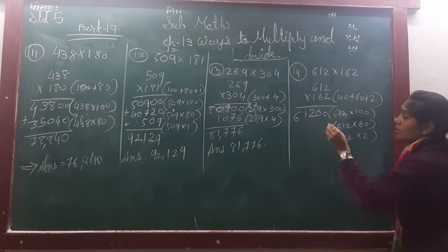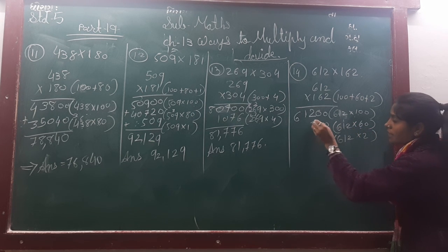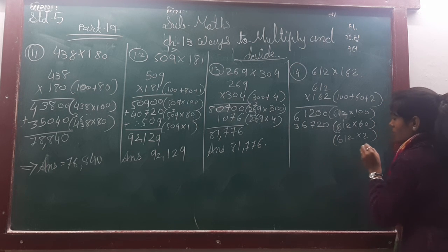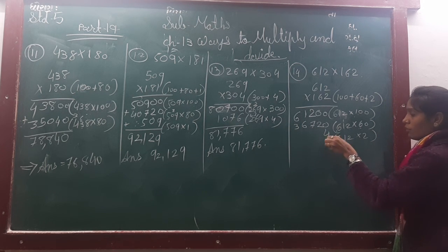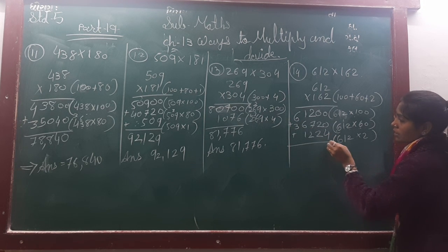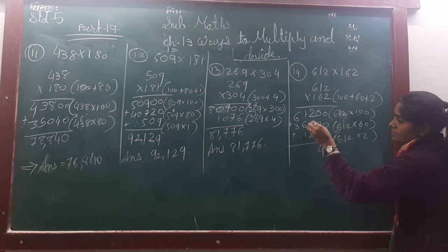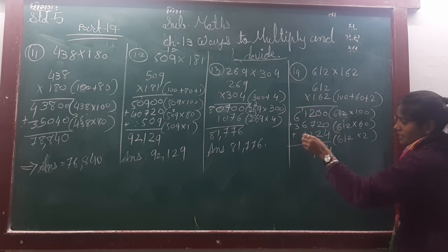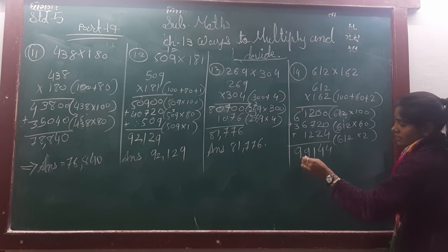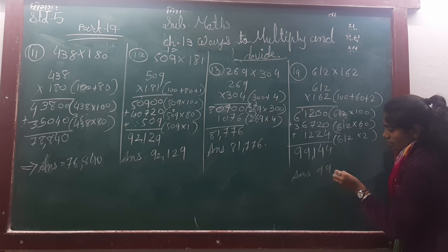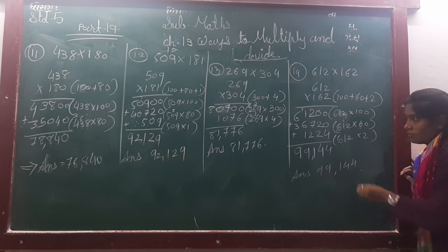2 1s are 2, 1 1s are 1, and 1 6s are 6. 1 0, 2 6s are 12. 6 1s are 6 and 7. 6 6s are 36. 2 2s are 4. 2 1s are 2. 2 6s are 12. 4 4 7 8 9 10 11. 6 7 8 9. 6 3 9. Answer is 99,144. Chalo, likho.